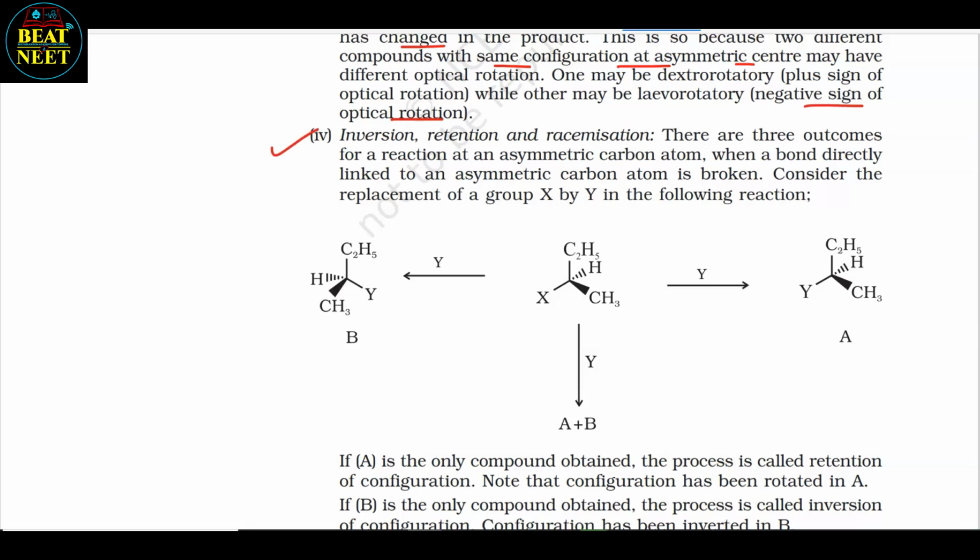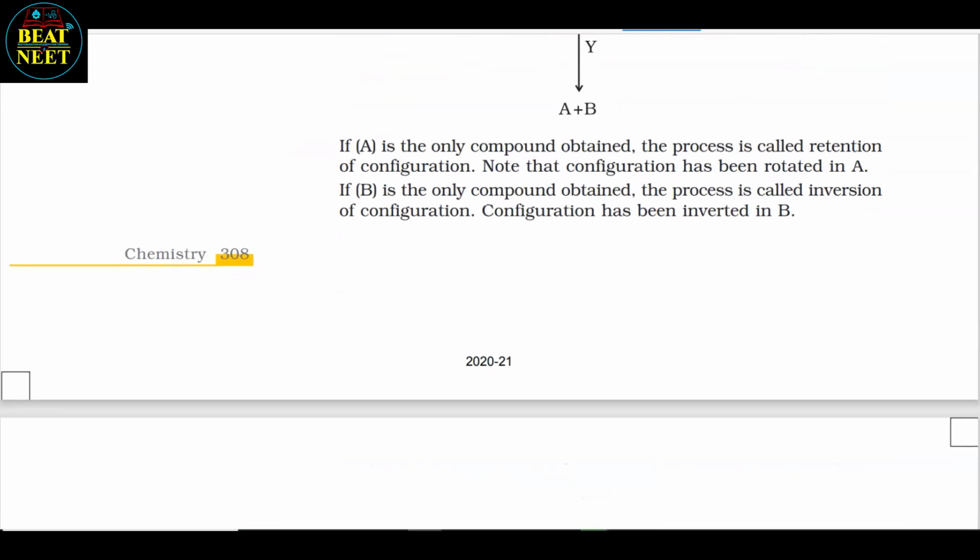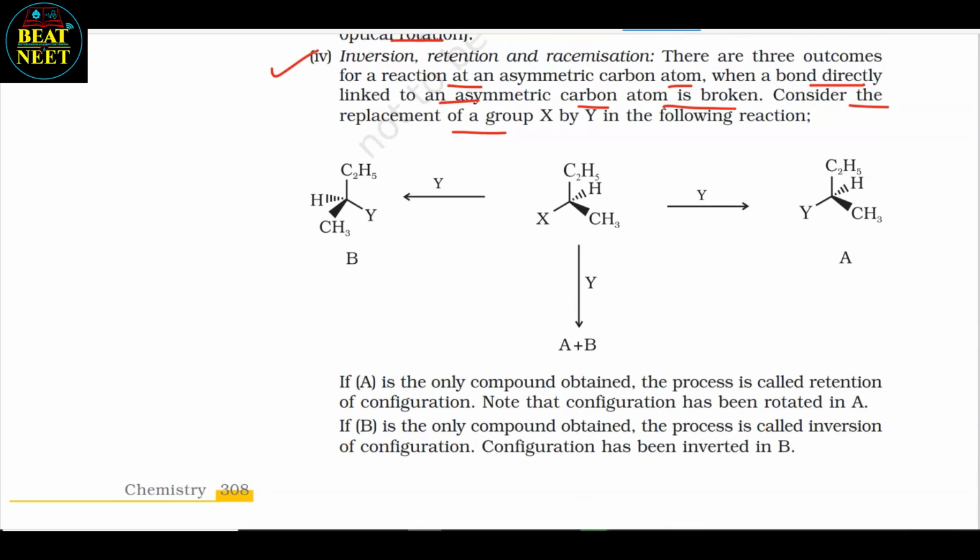Number 4, inversion, retention and racemization. There are three outcomes for a reaction at an asymmetric carbon atom when a bond directly linked to an asymmetric carbon atom is broken. Consider the replacement of a group X by Y in the following reaction. Here you can see this reaction. If A is the only compound obtained, the process is called retention of configuration. Here it is. Note that the configuration has been retained in A.